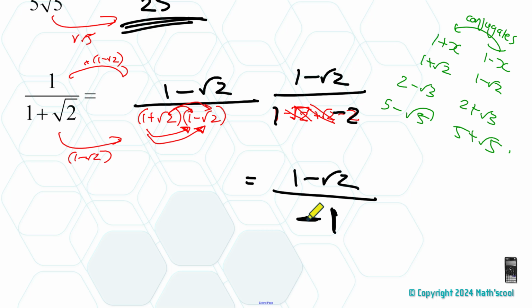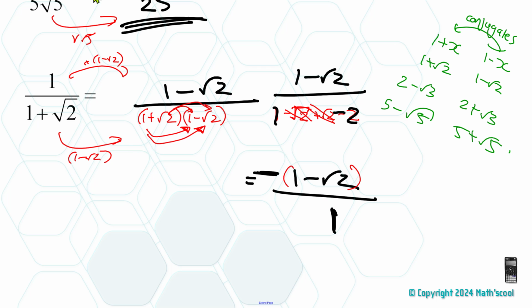Now, I want to move the minus up to the top. You can't do that unless everything's in brackets. You can do it once everything's in brackets. So what I'm just going to do is quickly put that in brackets, and then that lets me move that minus up to the top.